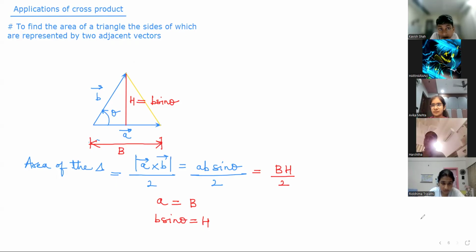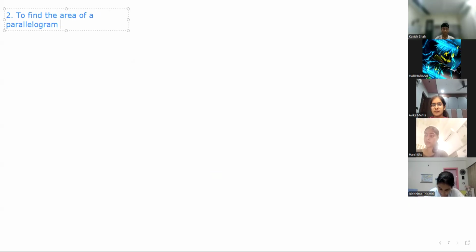Done, sir. Okay, okay. So now second one. Second application is to find the area of a parallelogram. ठीक है? The sides of which are represented by two adjacent vectors.